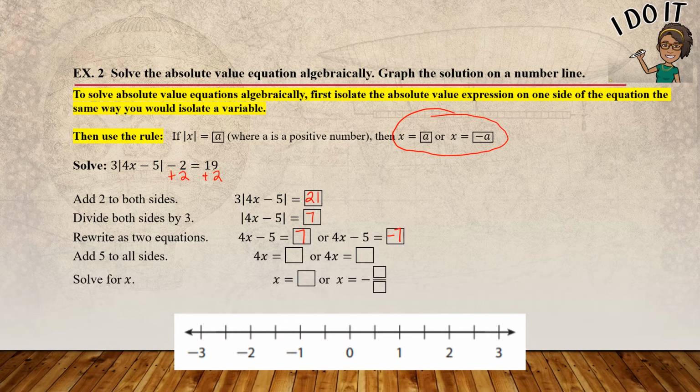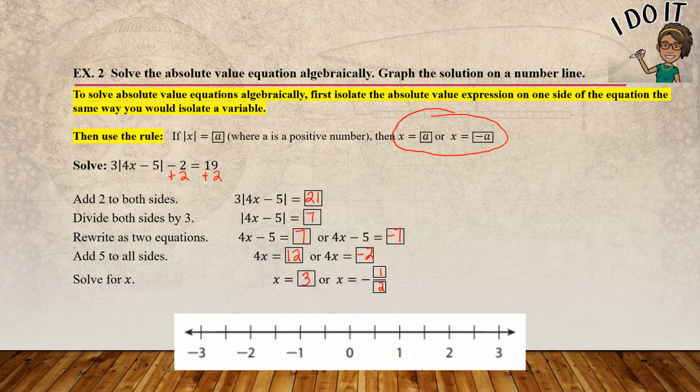To isolate our variable, we add 5 to both sides of both equations. On the equation on the left, if I add 5, I get 12. On the equation on the right, if I add 5, I get negative 2. Again, we're solving for x, so now we divide both sides by 4. On the left, I get 3, and on the right, I get negative 1/2.